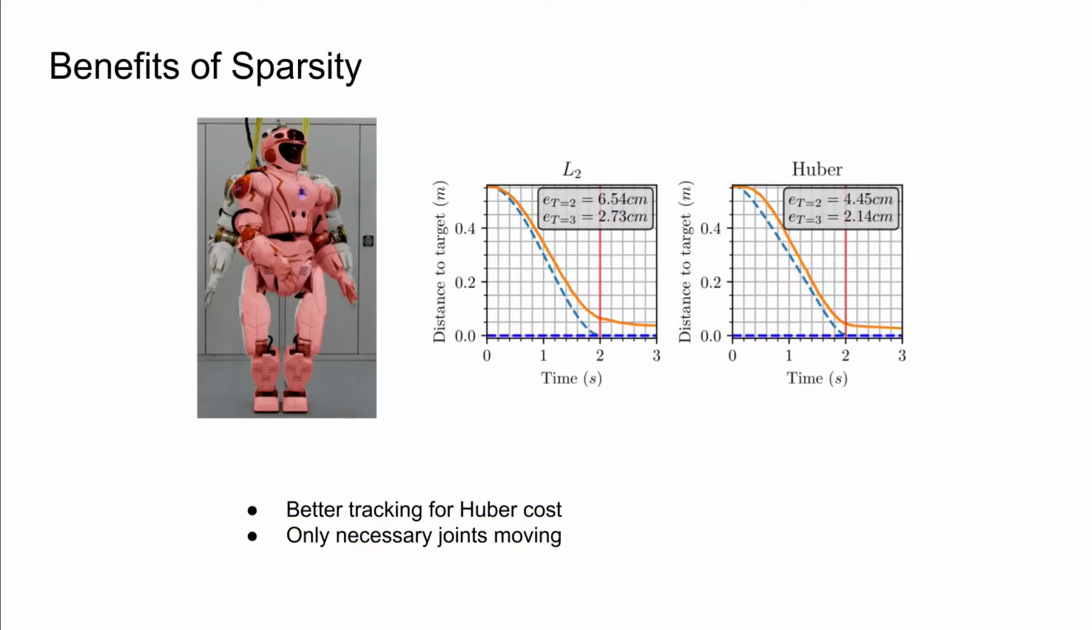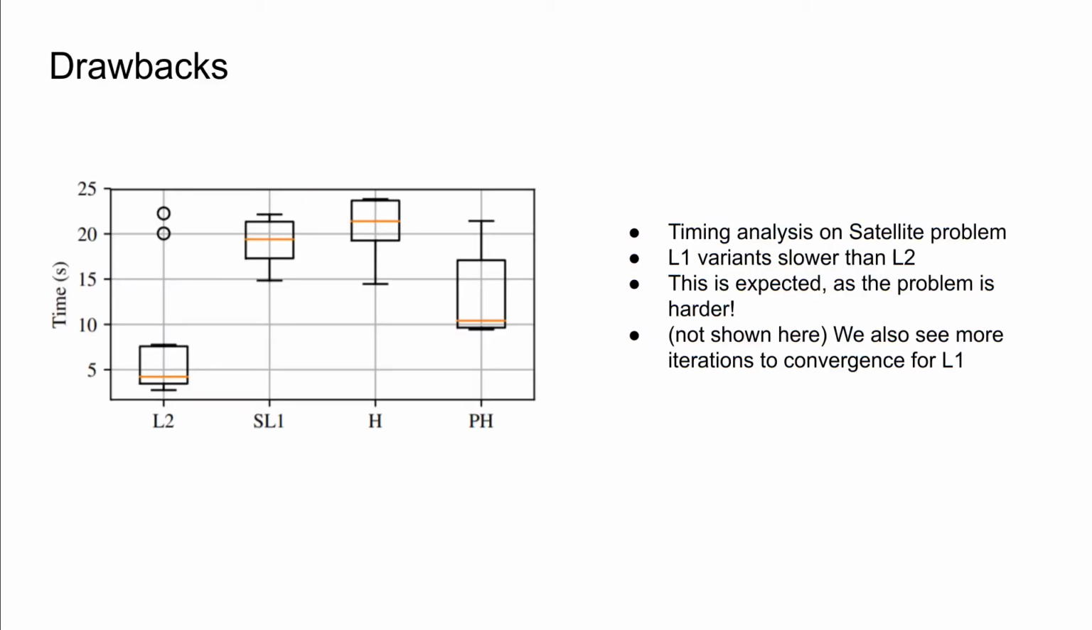A benefit of sparsity is that we can achieve better tracking on the physical robot. Since fewer joints are moving, we see better tracking during the trajectory and after the end of the trajectory for the Valkyrie reaching task. A drawback of L1 is the increase in computational time since we've made the problem harder. For all variants of L1, we see an increase in computational time. Here we plot the time for the satellite example for different regularization strengths, lambda.